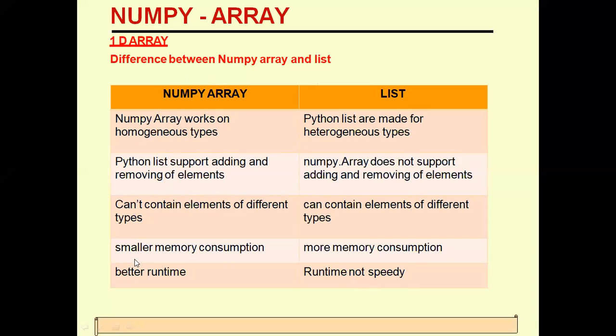The same variable will be shared in all the indexes. A list is heterogeneous, meaning all the elements in a list can be of different data types. So one runs fast, one runs slow. One takes less memory consumption, and one takes more memory consumption. So sometimes there might be a question, what is the difference between numpy and list? So you will be able to reply to it.